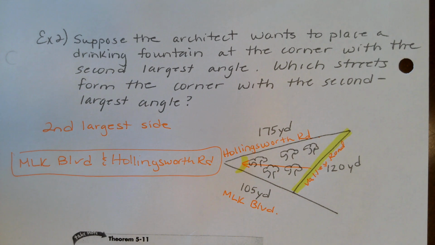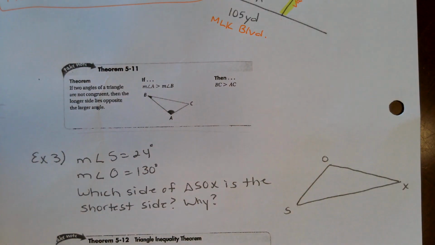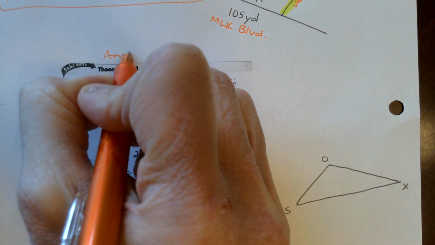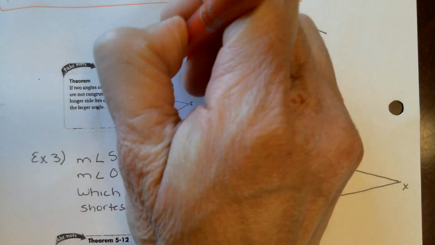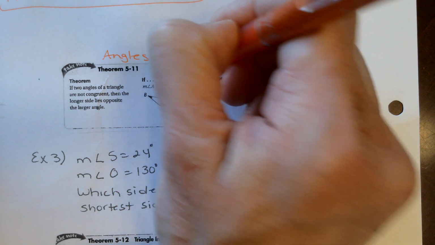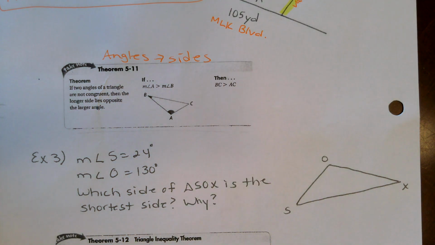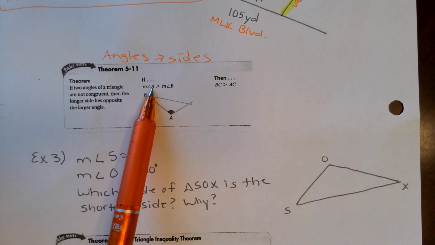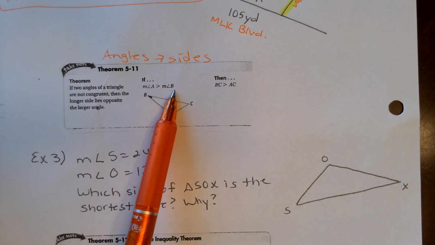All right. Now we're going to make another connection, but it's going to go the other way. So now we're going to go from angles to sides. So in here, they're saying, okay, but let's say you only know the angles. And it says measure of angle A is bigger than measure of angle B.